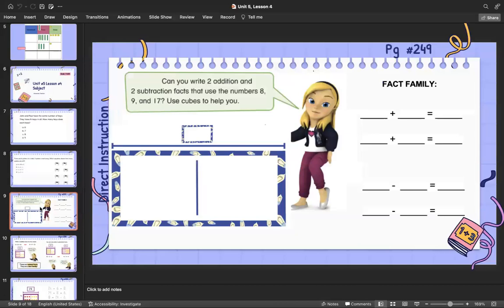Let's dig into the direct instruction. So you have your fact families. So again, you have three different numbers that are going to kind of jump around and create new numbers together, but it's all gonna work out in the end. So you can write two addition and two subtraction facts that use the number 8, 9, and 17. Sounds like a challenge. Almost sounds like a puzzle. This sounds fun. Work with your learning coach.